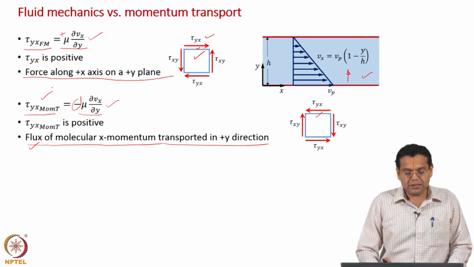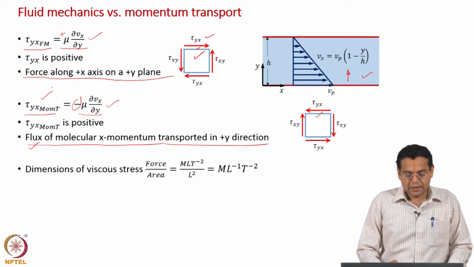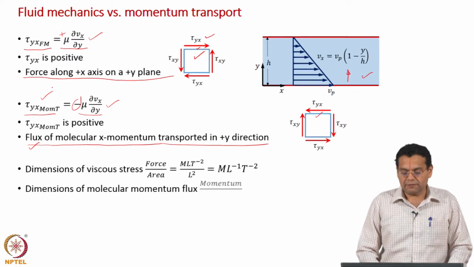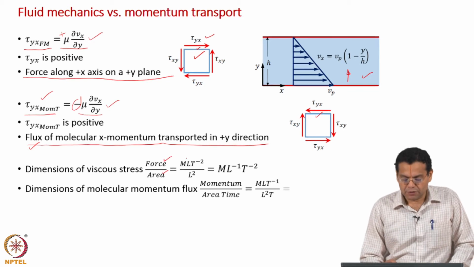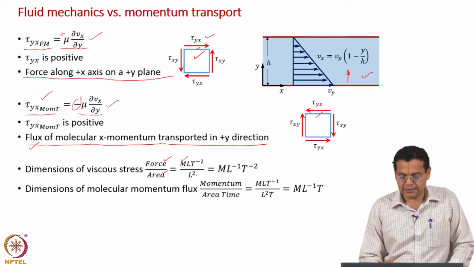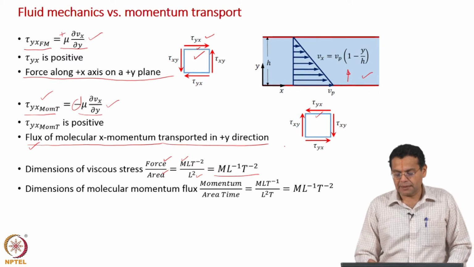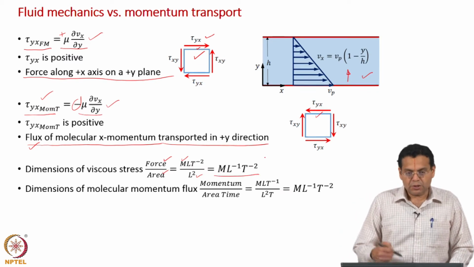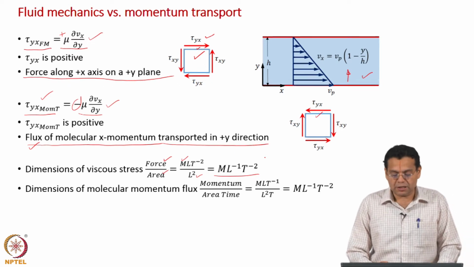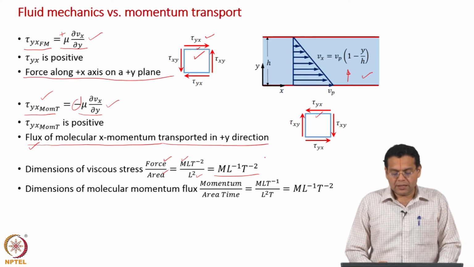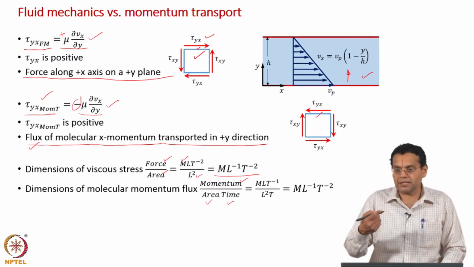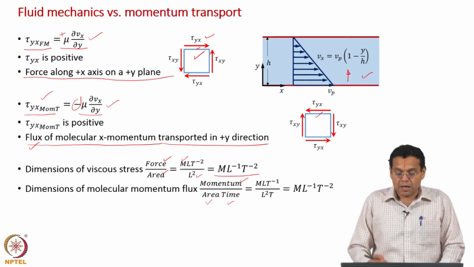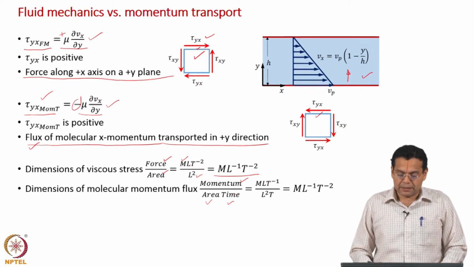Now let us compare the dimensions of the viscous stress and the molecular momentum flux. Stress is force per area, force is m L t minus 2, area is L squared. So the dimensions are m L minus 1 t minus 2. Now if you see the dimensions for molecular momentum flux, we have seen that a flux is that quantity per unit area per time. We have discussed volumetric flux, mass flux, and now we are discussing momentum flux, molecular momentum flux.